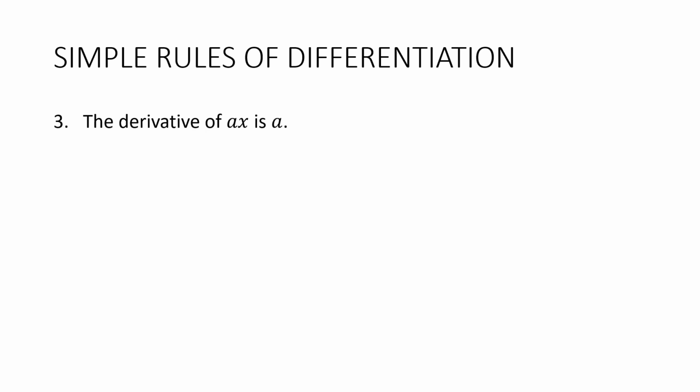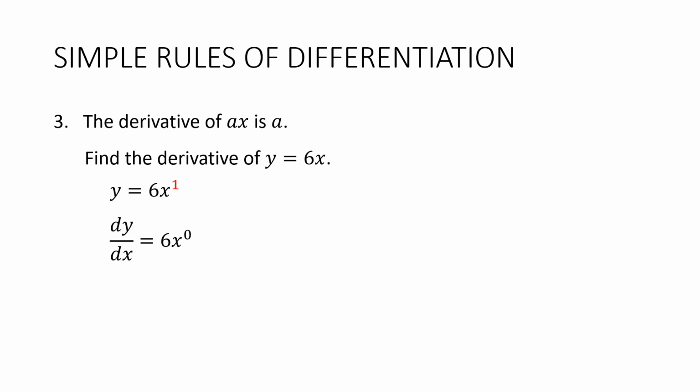Number 3, the derivative of ax is a. And here I'm talking about x to the power of 1. Let's have a look at that. So let's find the derivative of y is equal to 6x. Now that's actually the same as 6x to the power of 1. And when the 1 comes down, I'm going to get 6 times 1 is 6, x to the 0. And of course we know x to the power of 0 is 1. So effectively, the x just disappears.